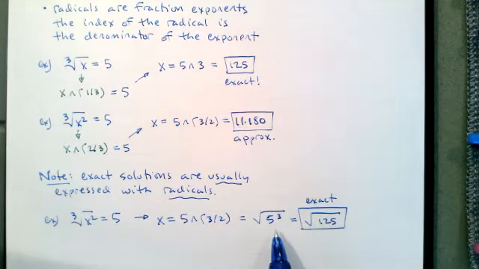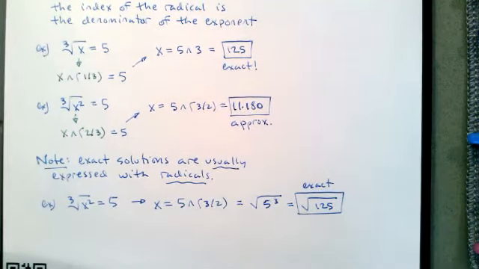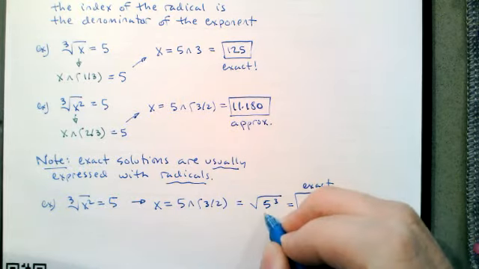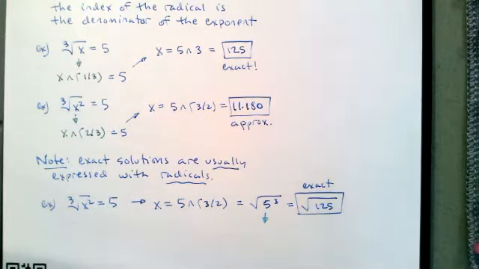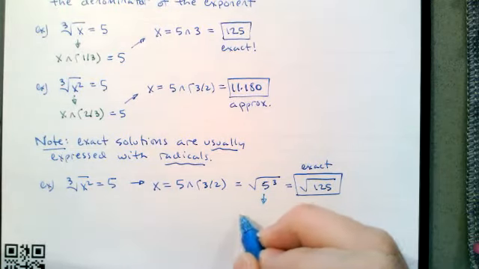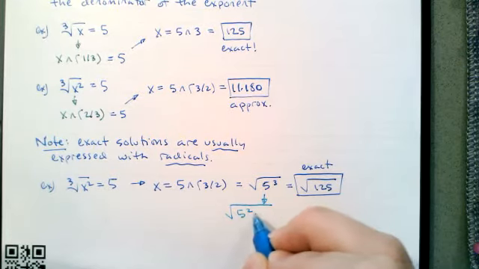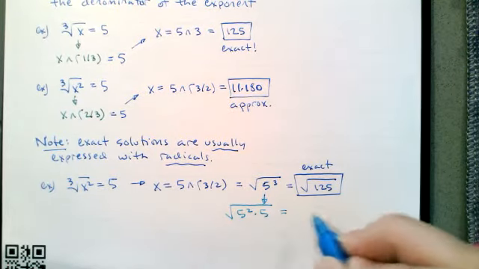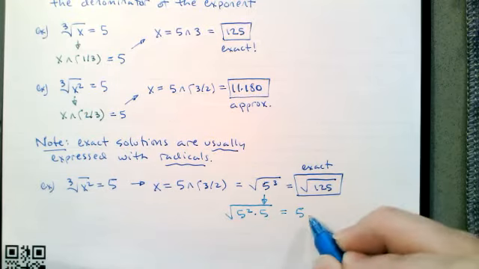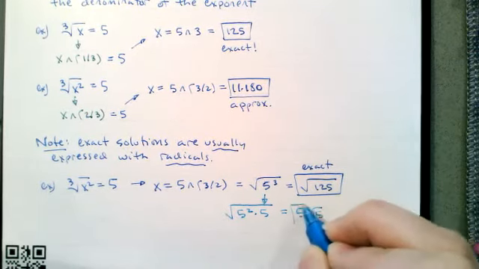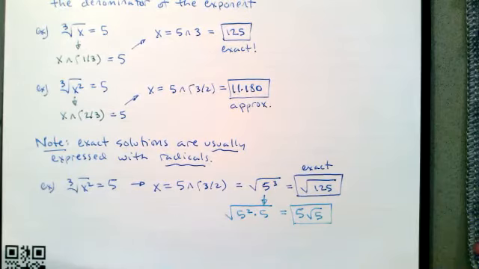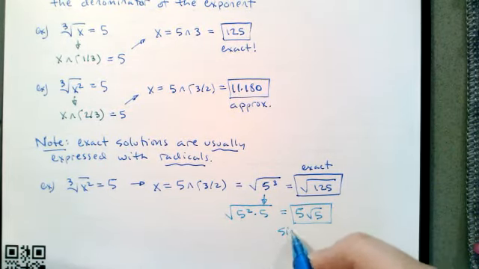Since there are three 5s, we also want to write the simplified exact solution. So we might also want to split this up, just thinking more in terms of radicals. The square root of 5 cubed is the square root of 5 squared times 5. And the square root of 5 squared is just a 5 without a radical. So we might simplify this as 5 times the square root of 5. So this is the simplified exact answer.